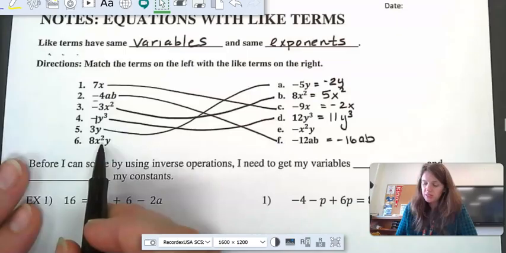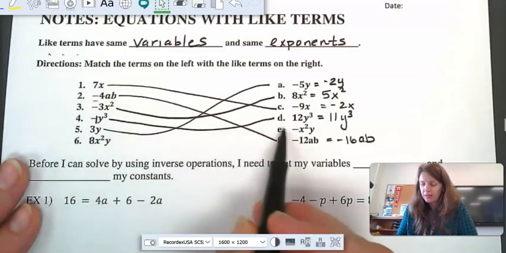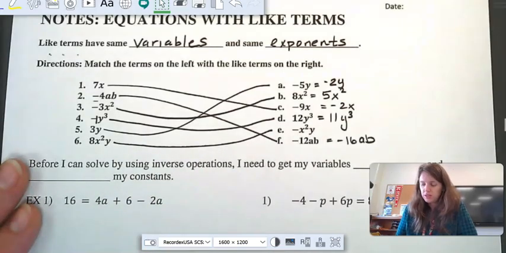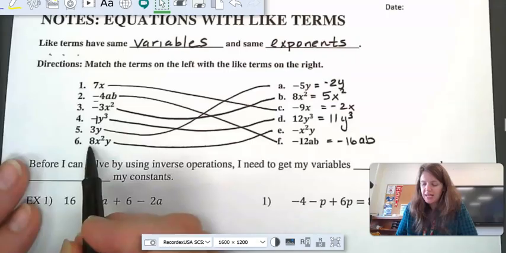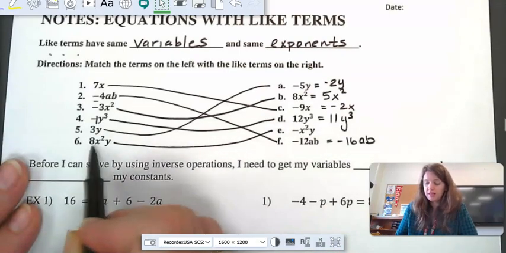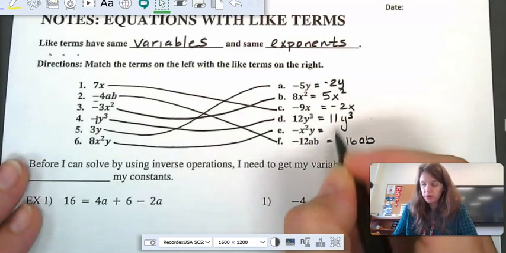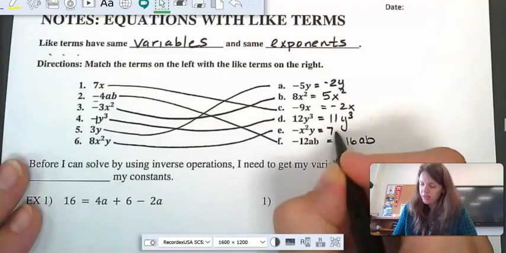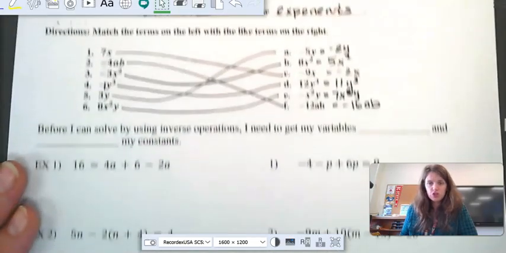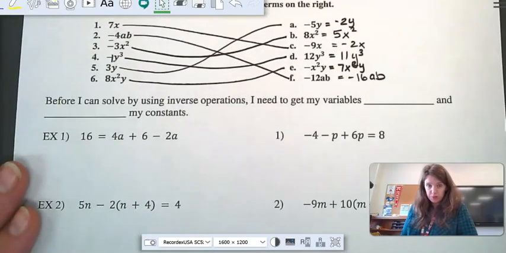And then the last one is easy to match because there's only one left. So 8x squared y and negative x squared y, we get this. So again, remembering that this is an 8 and this is a minus 1. Okay, so if this is positive 8 and negative 1, you should be able to do 8 minus 1, hopefully in your head, and you get 7x squared y. Okay, so just a quick review of those exponents and variables that make things like terms.